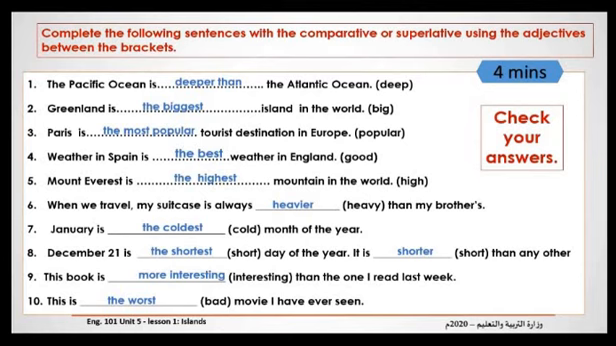Okay, let's ask an extra question for excellent students. In these 10 sentences, there is one incorrect sentence. Can you find it out? You can write the number of the sentence in the chat box.